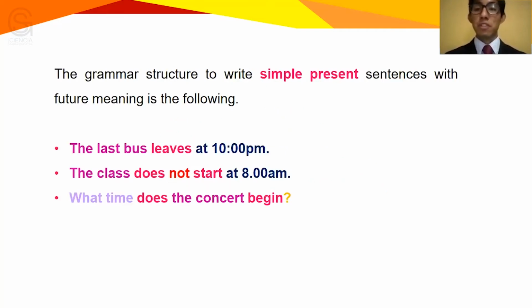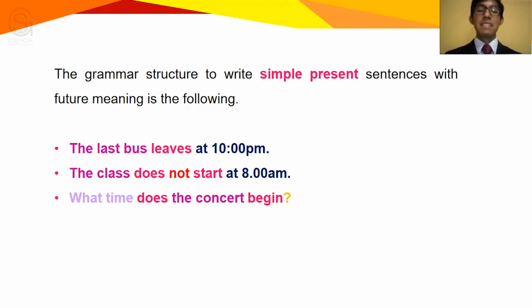The grammar structure to write simple present sentences with future meaning is the following. As we previously mentioned, we have the last bus leaves at 10 p.m. Every single color that we have here helps us to identify every single part of the sentence. So, for example, the last bus leaves at 10 p.m. The last bus is the subject. Leaves is the verb. And at 10 p.m. is the rest of the sentence. It is clear from the structure that this is an affirmative sentence.